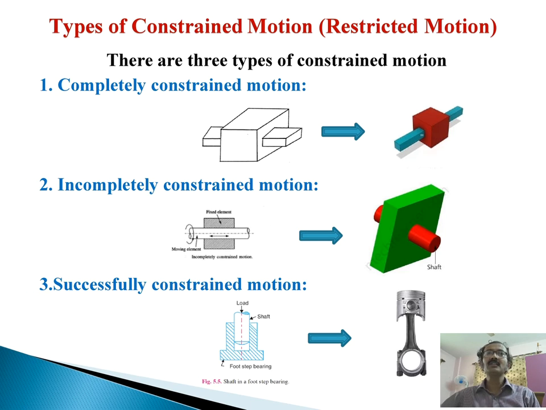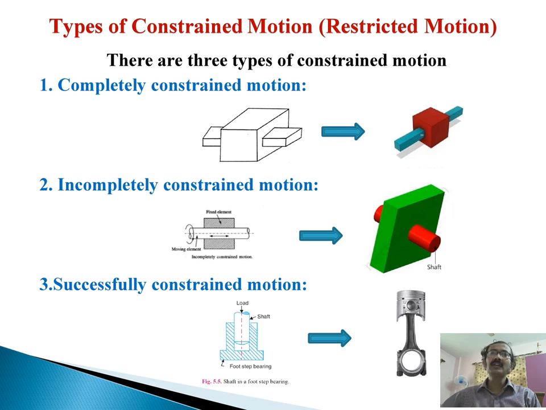Now what is completely constrained motion? When the motion between the two elements of a pair is in a definite direction, irrespective of the direction of force applied, it is known as completely constrained motion. So it is linear or rotary, sliding or turning pair. So in this first diagram, this is an example of completely constrained motion.